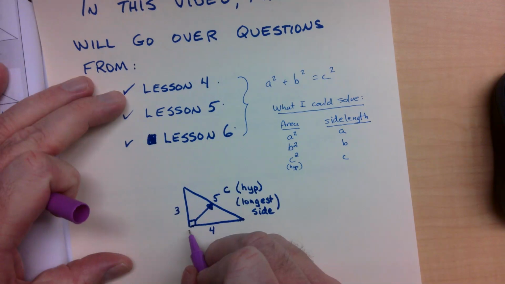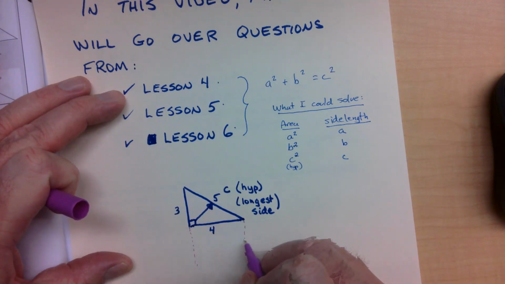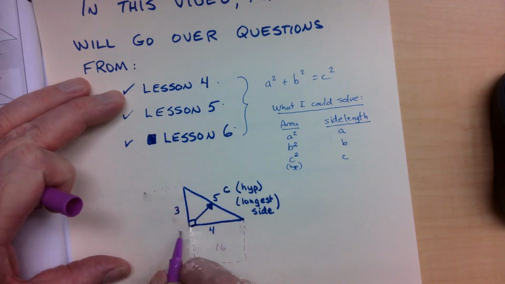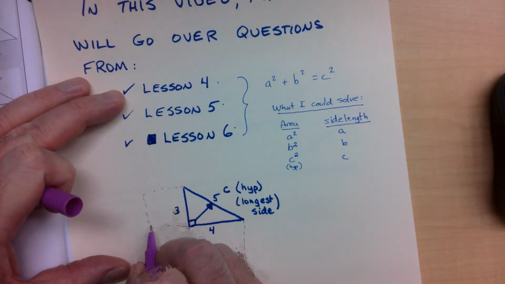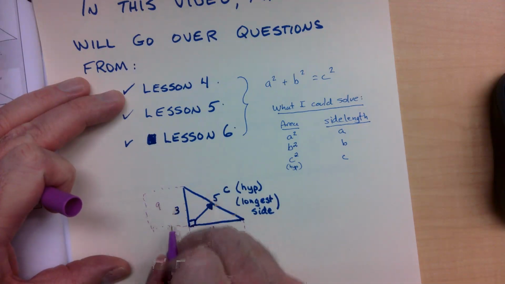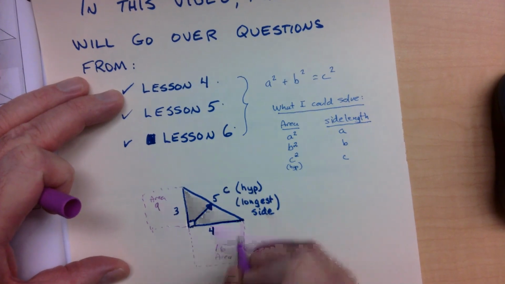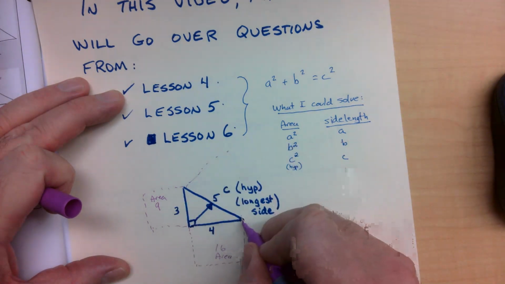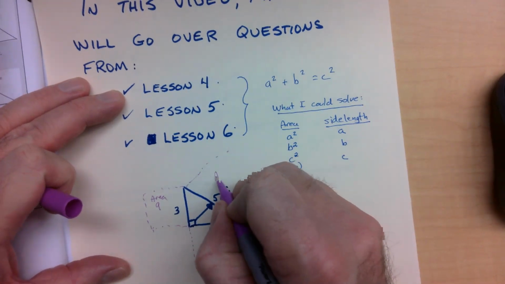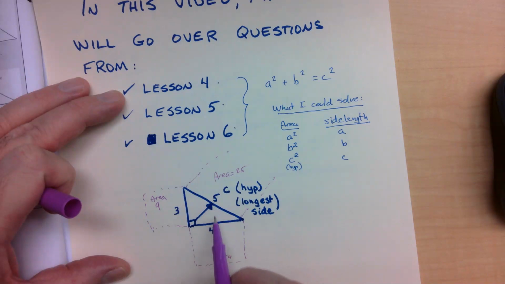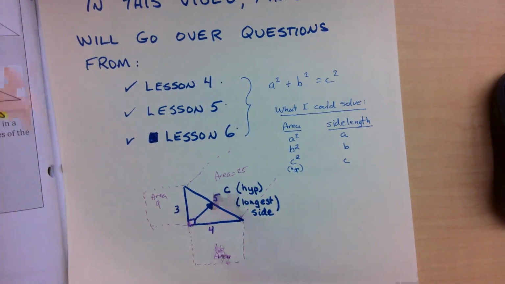You can find the square of this side, which is 16, and the square of this side. I'm going to do this fast. The area is 9. The area here is 16. I'm not going to finish drawing this square because it's huge, but you know the area here is 25. So you may be asked to solve for side lengths, or you might be asked to solve for areas. Let's have a look at a few of these.